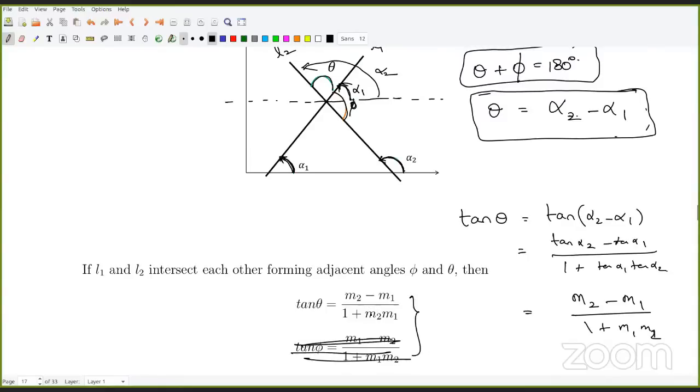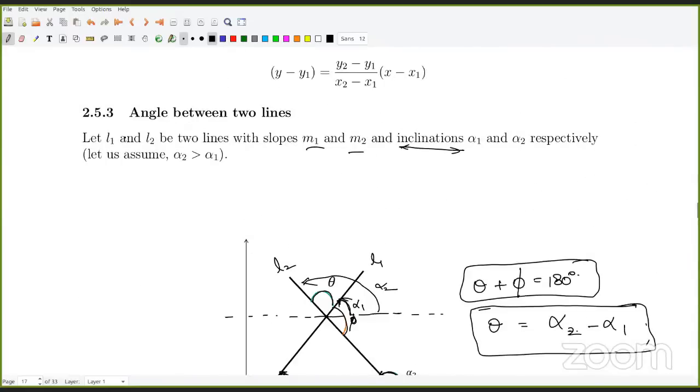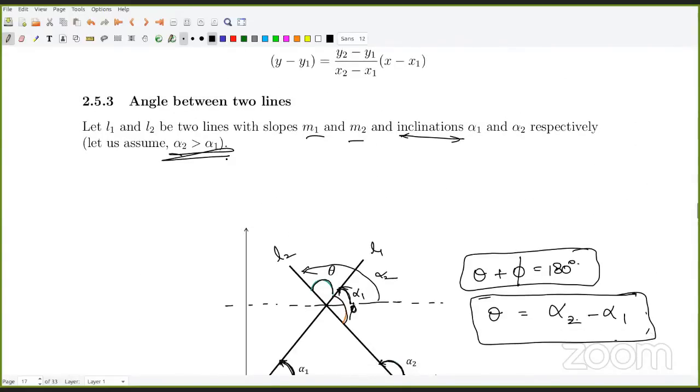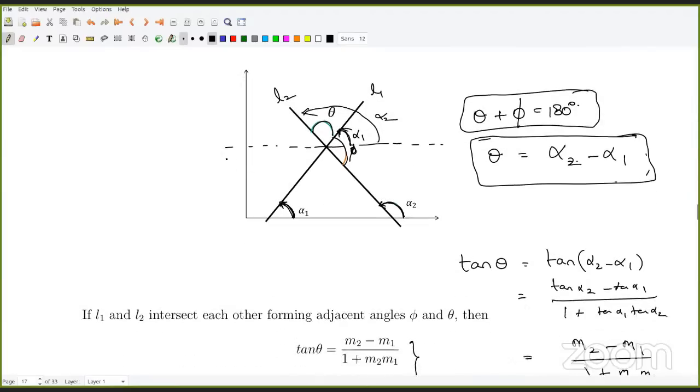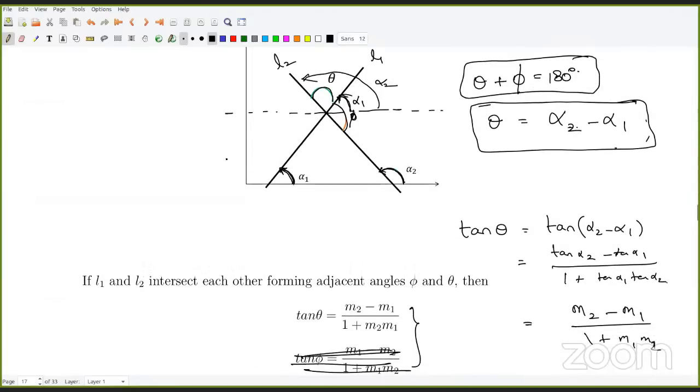Sir, just one point here. We have to mandatorily take that alpha 2 is greater than alpha 1. Not mandatorily, we assumed it. Okay, sir. So for any two lines given, the angle theta would be m2 minus m1, the bigger inclination minus the smaller. Yeah, and the inclination we take anti-clockwise from the x-axis.